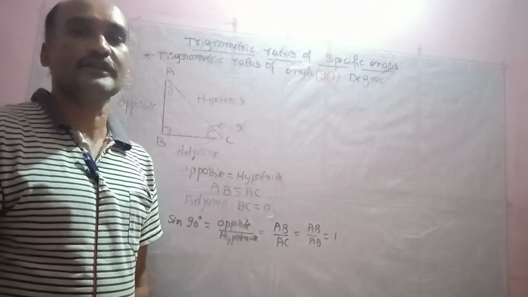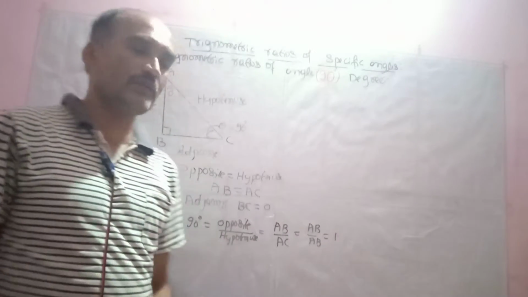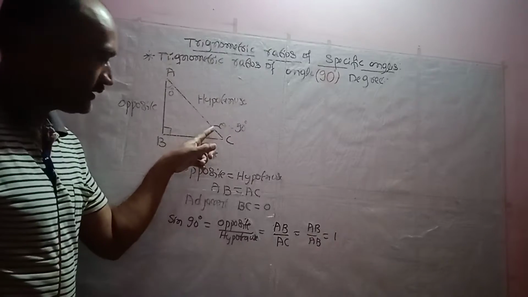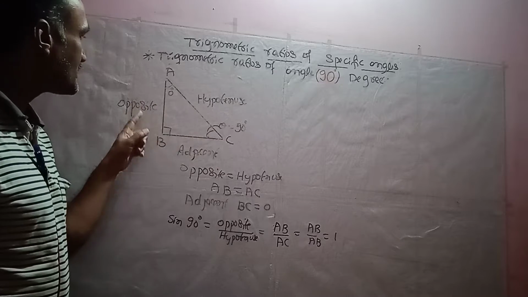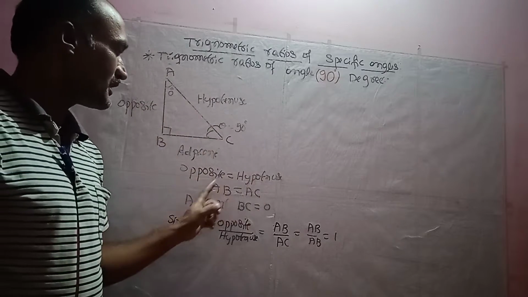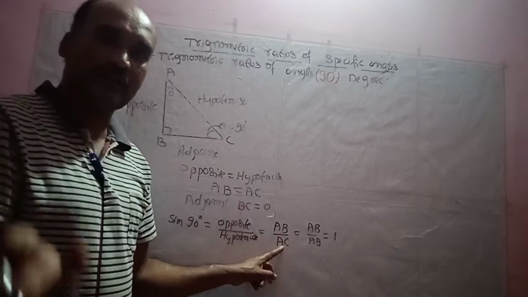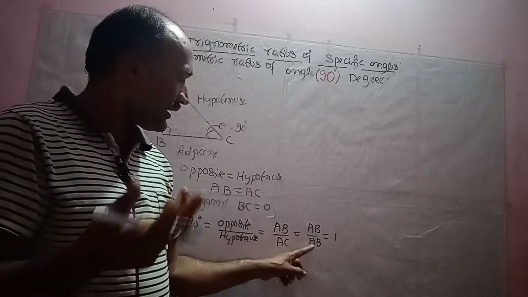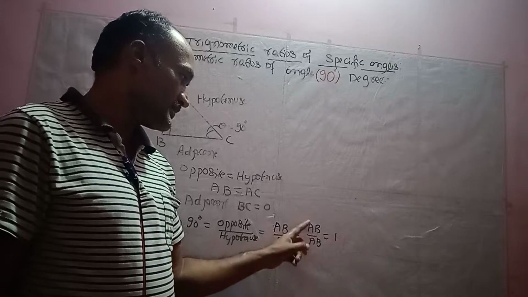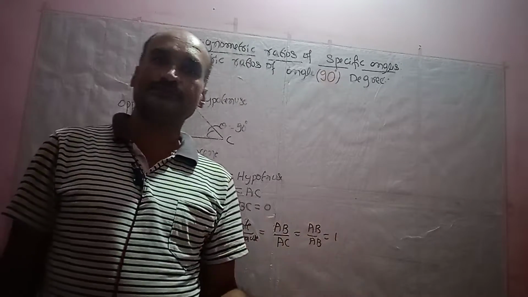So let us find sine 90 degrees. We know, dear student, sine theta is equal to opposite side divided by hypotenuse. So sine 90 degrees is equal to opposite side AB divided by hypotenuse AC. In this case, the opposite side and hypotenuse are equal. So in place of AC, I can substitute AB, or in place of AB, I can substitute AC. AB divided by AB cancels, so you will get 1. So sine 90 degrees is equal to 1.